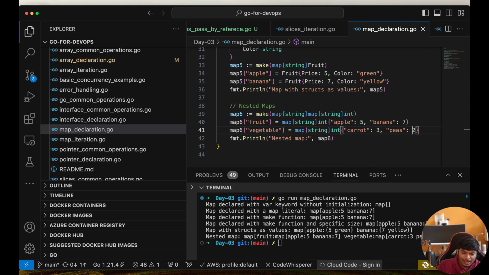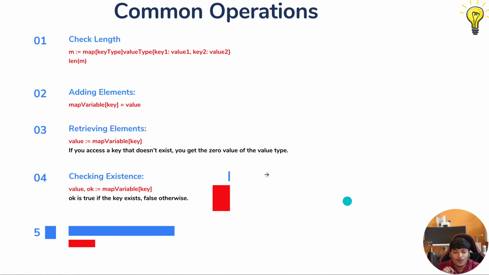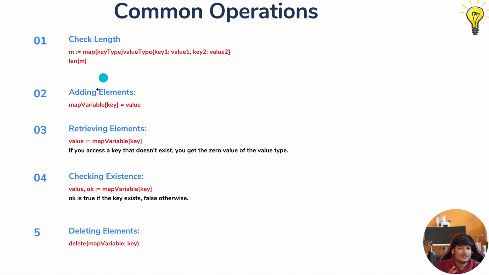Now let me show you the common operations using map. Very important, watch carefully. Now let's learn about the common operations of maps. First, we're going to check the length of the map using what? The len function. So len, then you have to specify the map variable name.